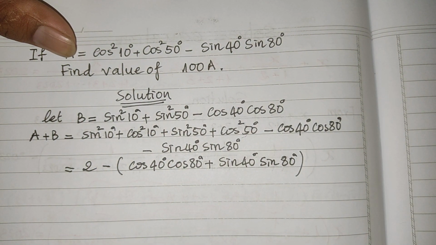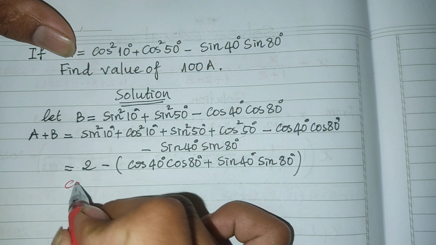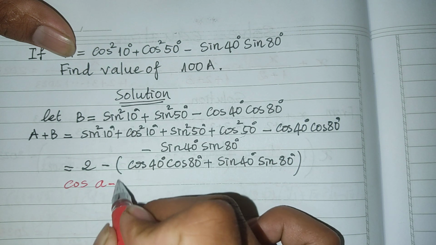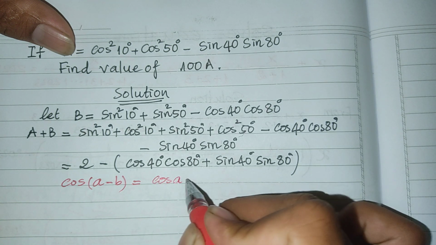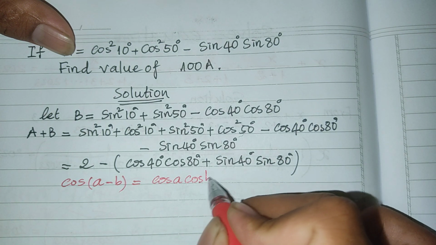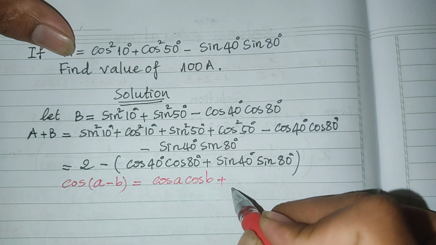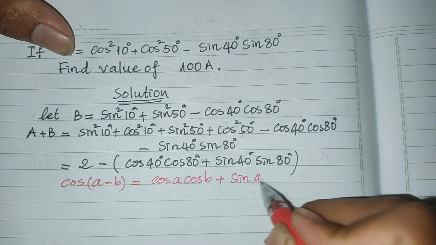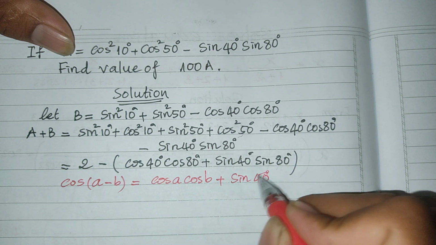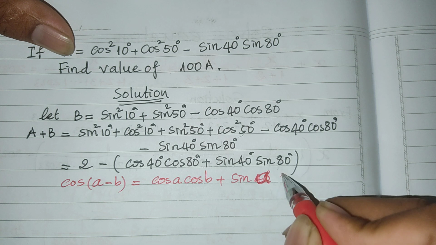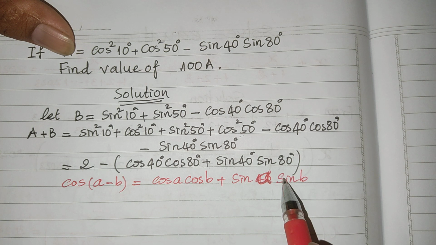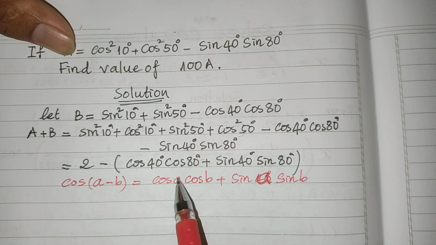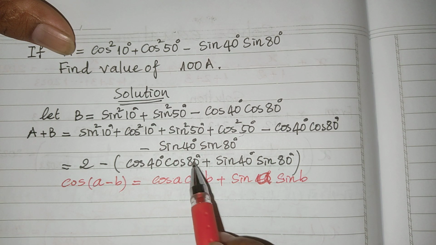For now, I use the formula that we know: cosine of A minus B equals cosine of A times cosine of B plus sine of A times sine of B. So now I use the formula. For this we get A equals 40 degrees and B equals 80 degrees.